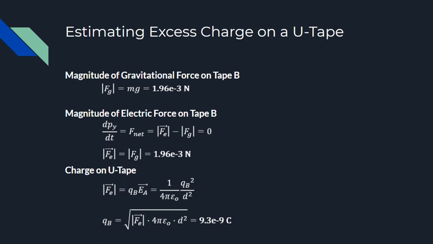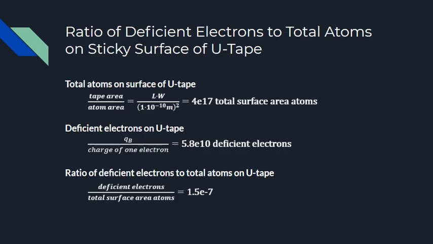The excess charge on the U-tape can be calculated by first calculating the gravitational force on tape B. Next, in order to calculate the electric force, we can assume that at the instantaneous moment right before tape B begins to float due to the electric force exerted by tape A overcoming the gravitational force of tape B, we can say that the net force is equal to the change in momentum in the y direction over change in time. The momentum would be 0 right before tape B begins to float, so electric force and gravitational force combined equal the net force on tape B, which equals 0. We can now solve for electric force, and therefore solve for the charge, now knowing the electric force and distance d between the two tapes. The charge is equal to 9.3 times 10 to the negative 9 coulombs.